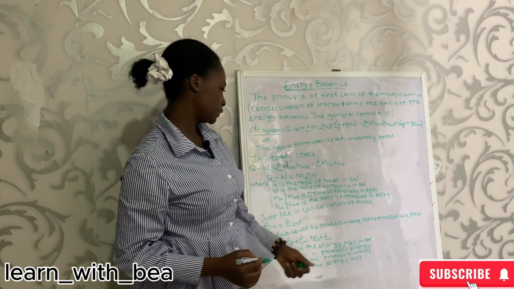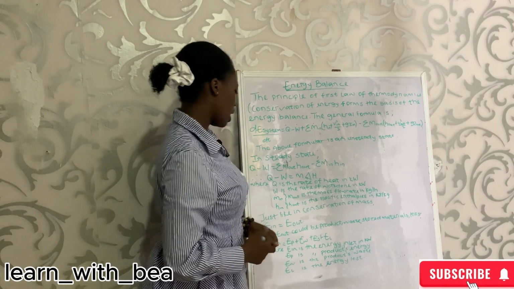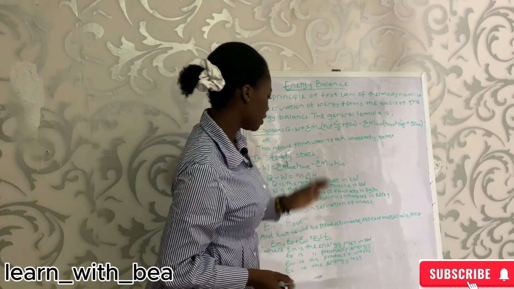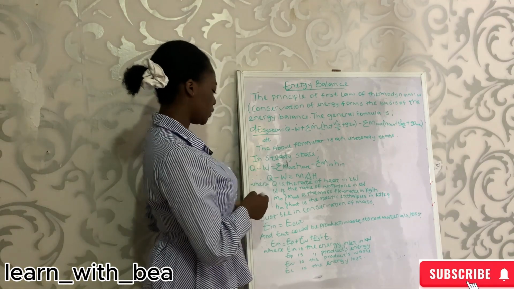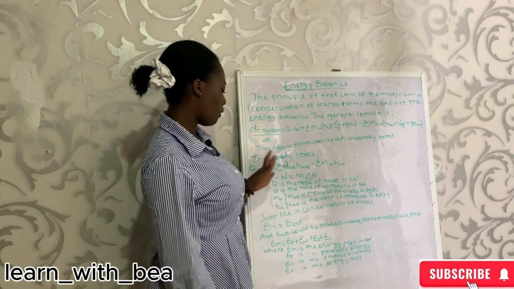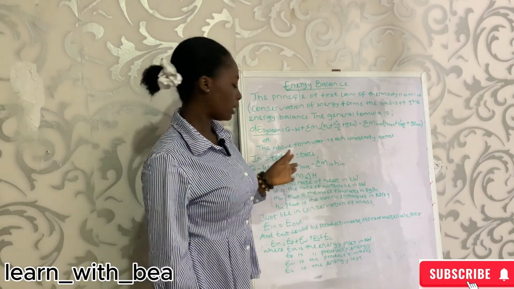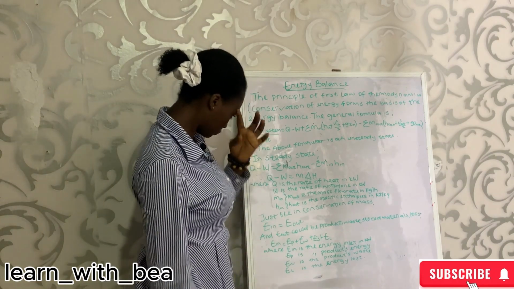Our m is the mass flow rate in kilograms per hour. Our h is the specific enthalpy in kilojoules per kilogram. Our Q is the rate of heat, which is in kilowatts. Our W is the rate of work done, which is also in kilowatts.